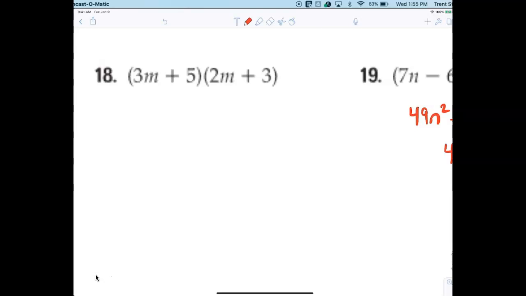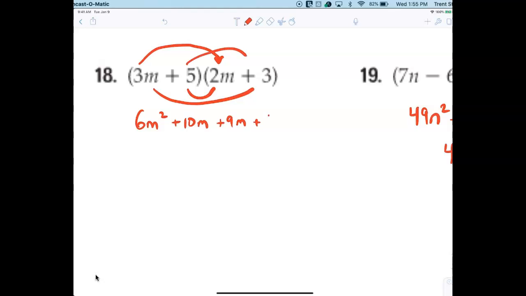All right, here we go. 3m times 2m: 6m squared. Smiley face: 10m. Second smiley face: 9. Final: plus 15. Final answer: 6.